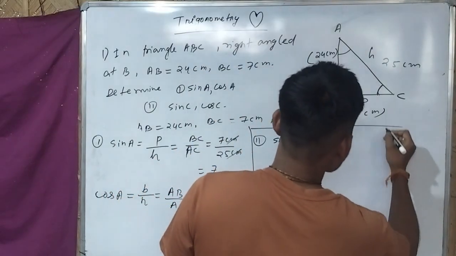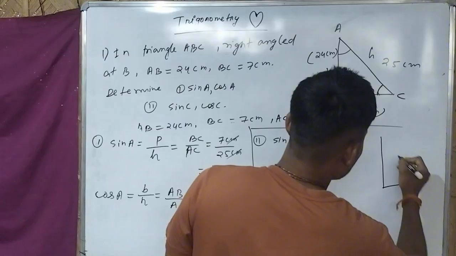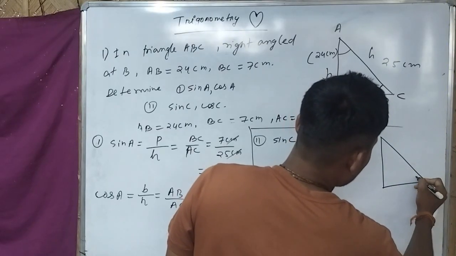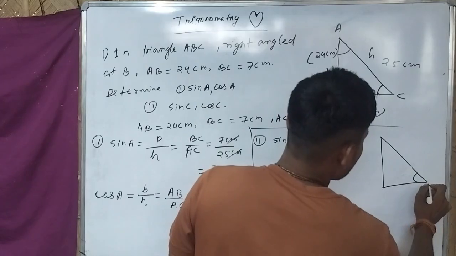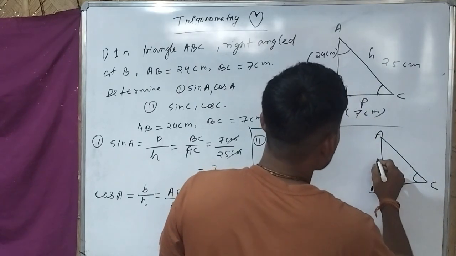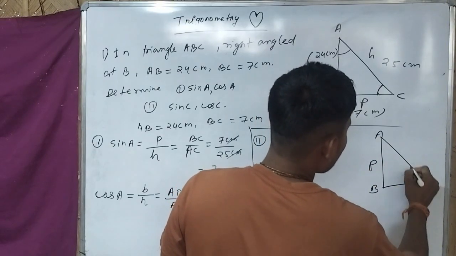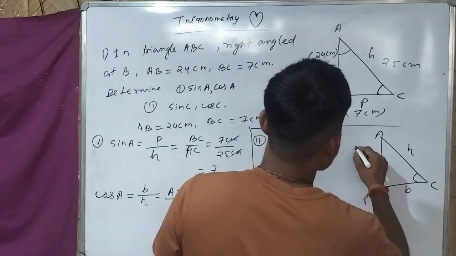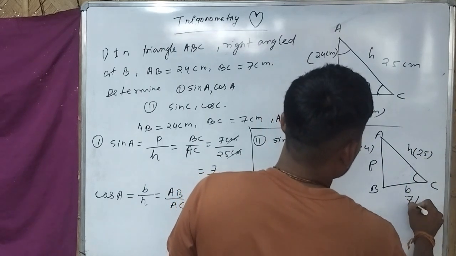Now see, let me draw the diagram again, for clarity and simplicity, so that you will understand more clearly. A, B, C. For angle C, this will be the perpendicular, this will be the base, and this will be the hypotenuse. So this is 24, this is 25, and the base is 7.